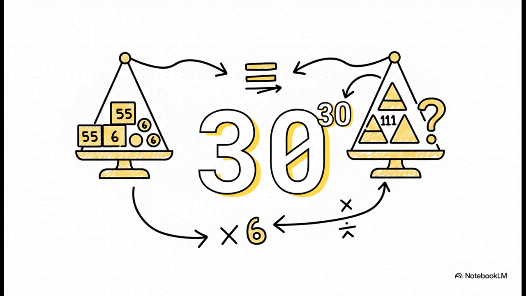55 times 6 is 330. So if 330 equals 11 times X, we just need to divide 330 by 11. And boom, we find our missing piece. X equals 30. The scale is balanced.